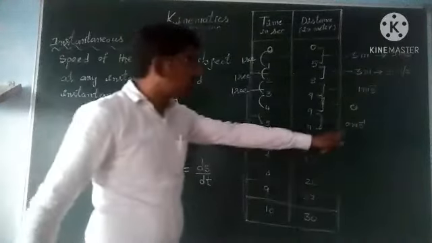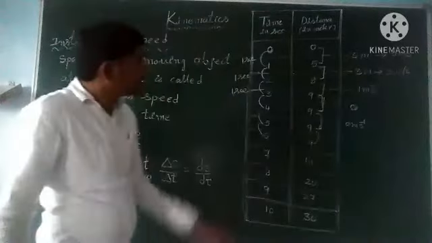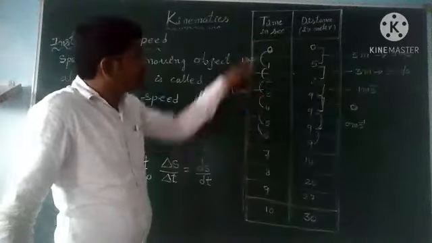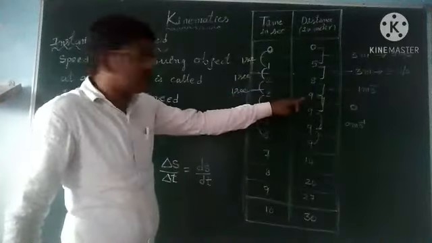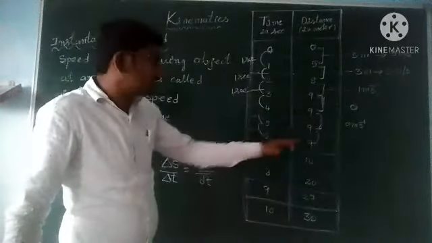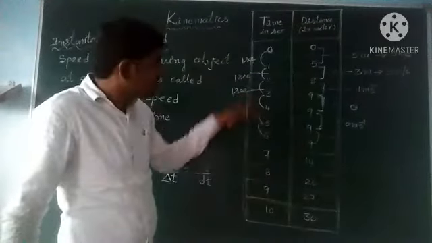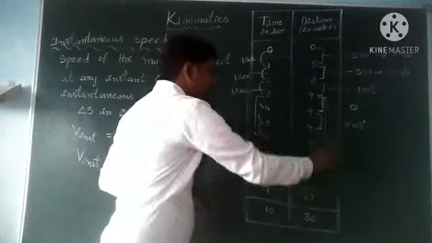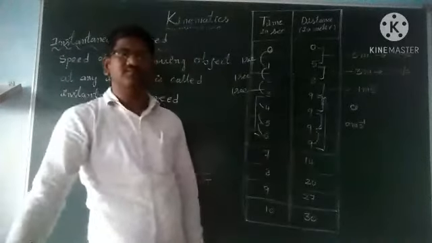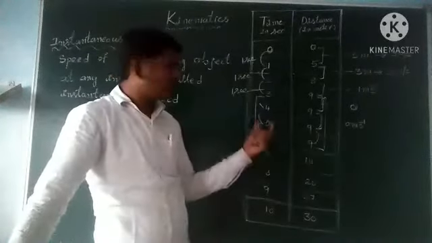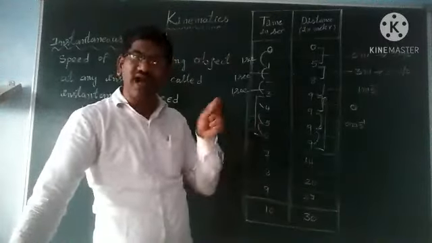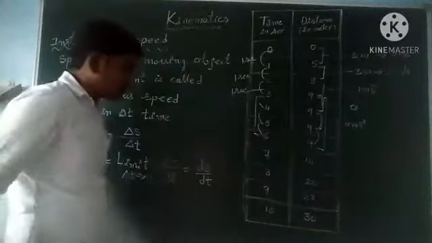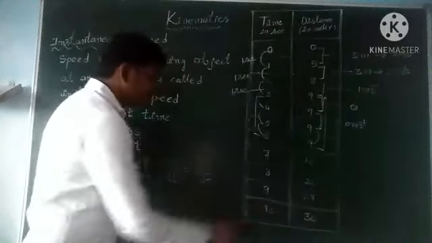Instantaneous speed can be 0 also. For example, in this table, in the first 3 seconds it traveled 9 meters, and up to 6 seconds it is at 9 meters only. Means in this interval of time, from 3 to 6 seconds, the particle is at rest. So its instantaneous speed in that interval of time is 0, but the average speed, for the entire journey, you see.